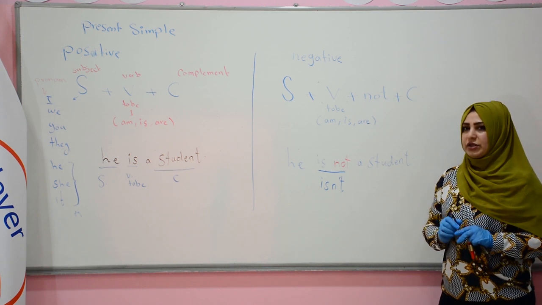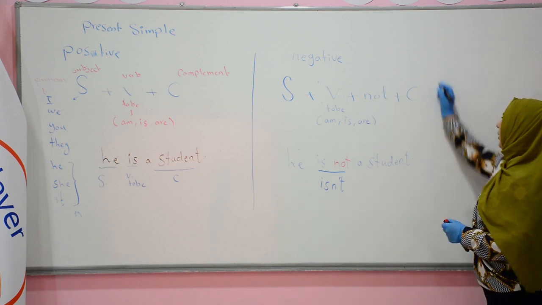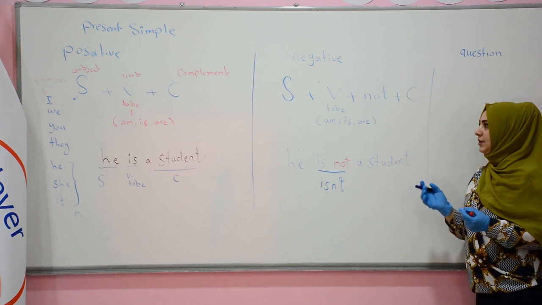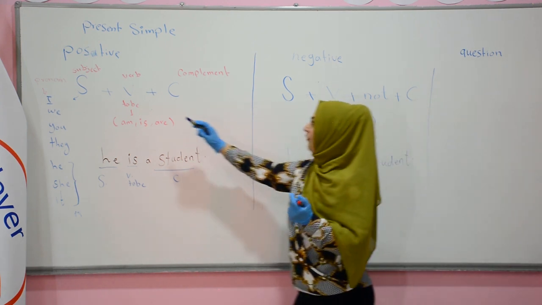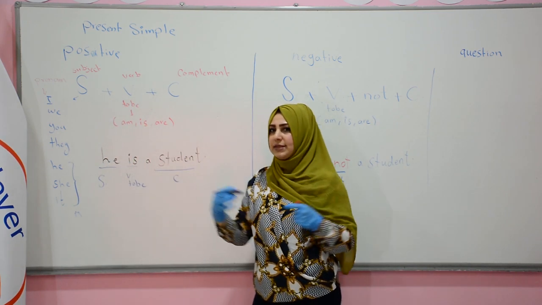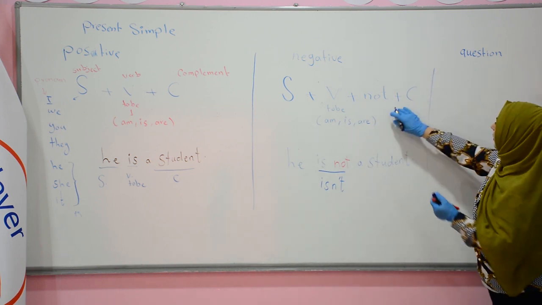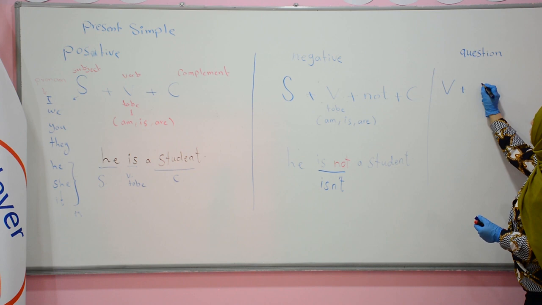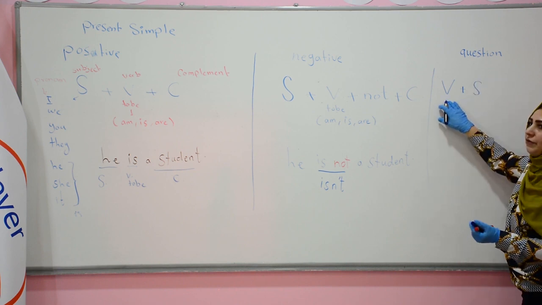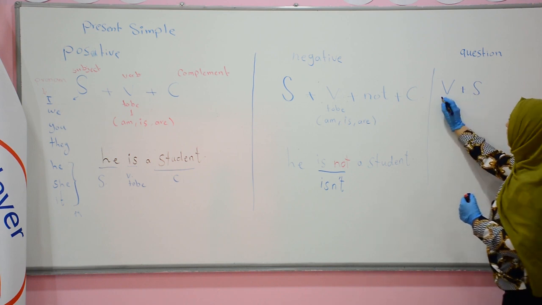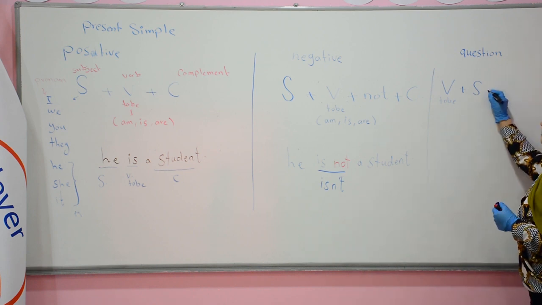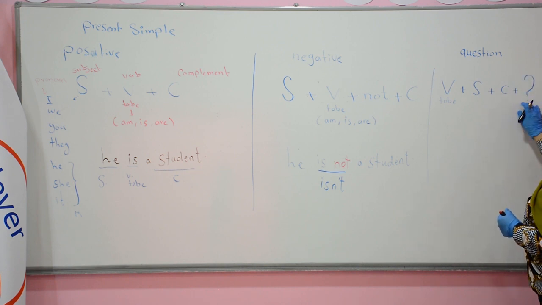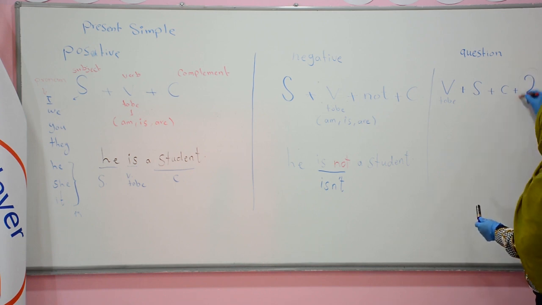We just have the question remaining. Okay? What's the question? The question is really, really easy. We just change the verb and the subject. We change their places, okay? The verb will be at the beginning. The rule of a question: the verb will be at the beginning, and after the verb we should have the subject. Of course, we have verb to be, is, are, and subject, and complement, plus question mark. Don't forget the question mark.